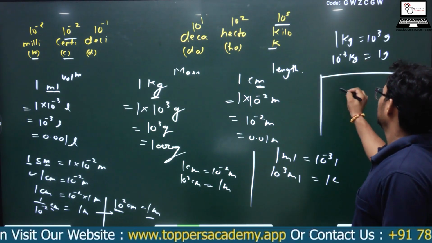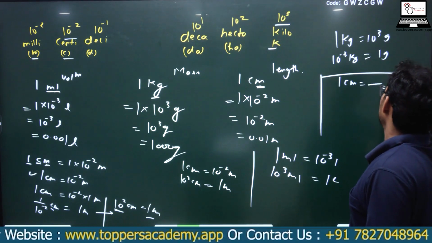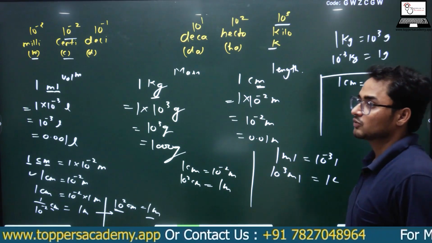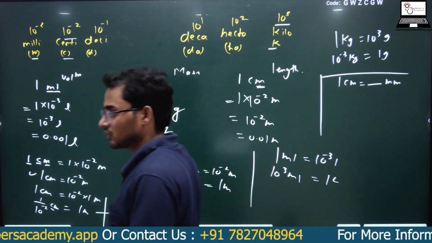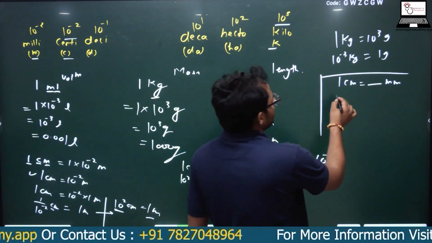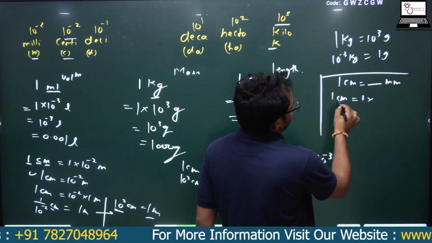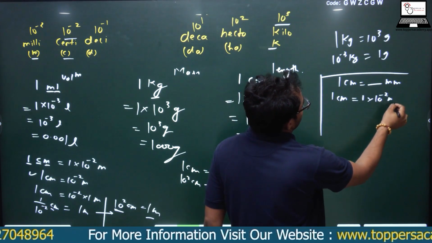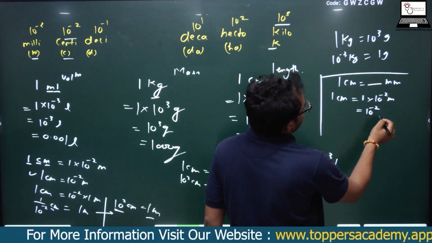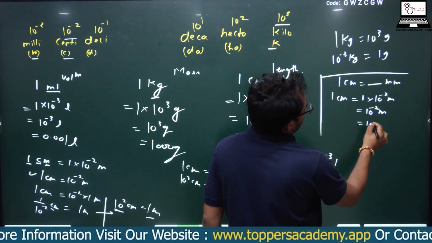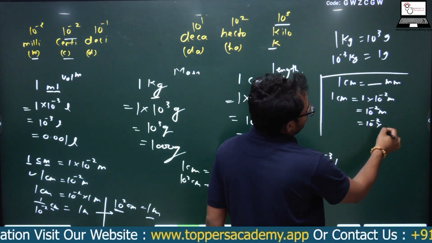Now one more thing, 1 centimeter is equal to how many millimeters? Now we'll have to solve this problem. Now listen. First of all, I am going to write 1 centimeter is equal to, in place of centi, 10 to power minus 2 meter. That means 10 to power minus 2 meter. In place of 10 to power minus 2 meter, I can write into 1 meter.